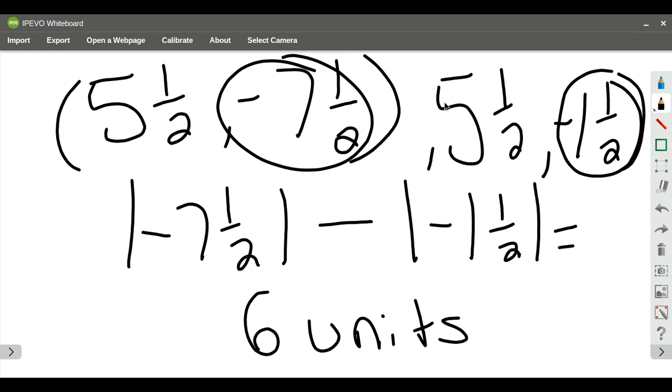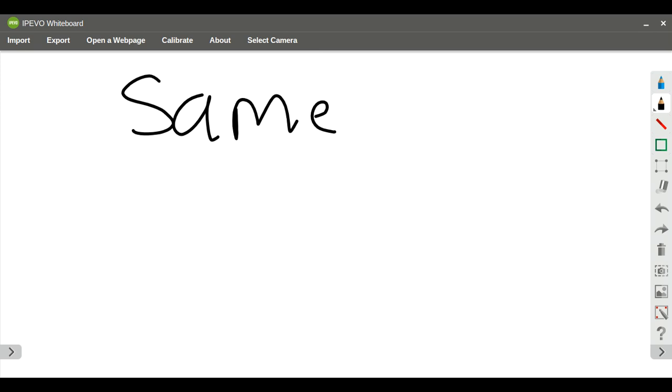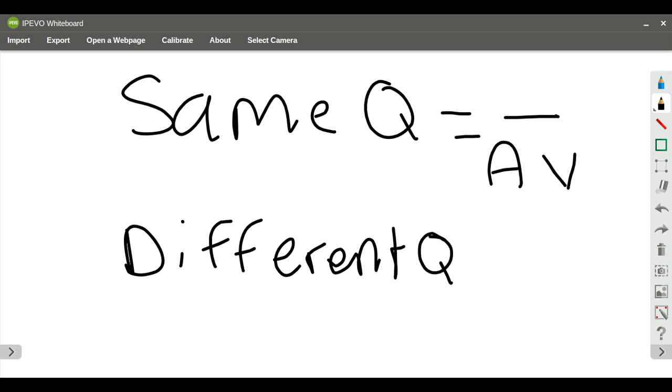One thing you really need to remember is that when you are looking for the absolute value, same quadrant means you subtract your absolute values. Different quadrant means you're going to add your absolute values together to find your answers. You need to show me the equations that you are using to find your answer.